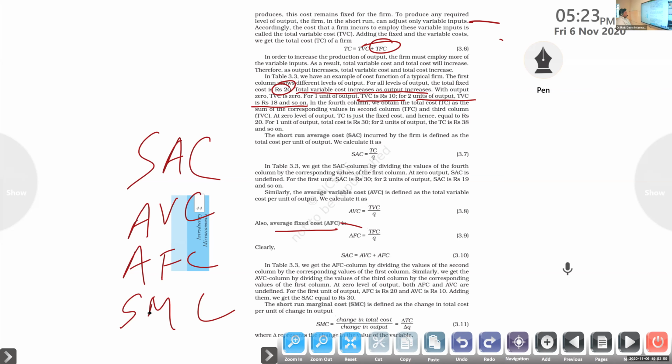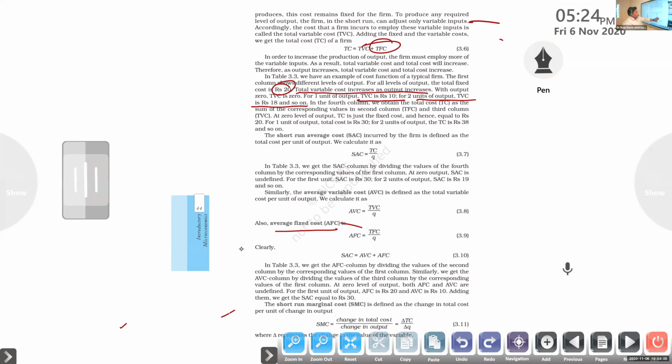So what is this SAC? What is this AVC? What is this AFC? What is SAC? And what is SMC? We want to learn all these things thoroughly. Applications are there in the coming year also. So learn all these things properly. If any doubts, just ask me. First of all, we are discussing the short run average cost, that is SAC. SAC is equal to total cost divided by the quantity, TC divided by Q.